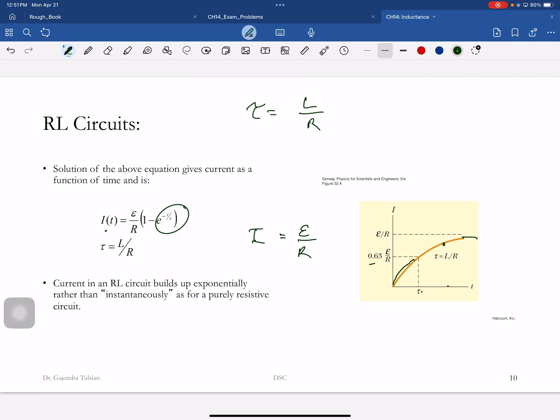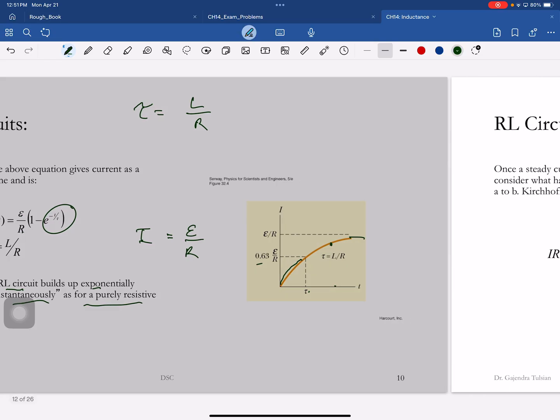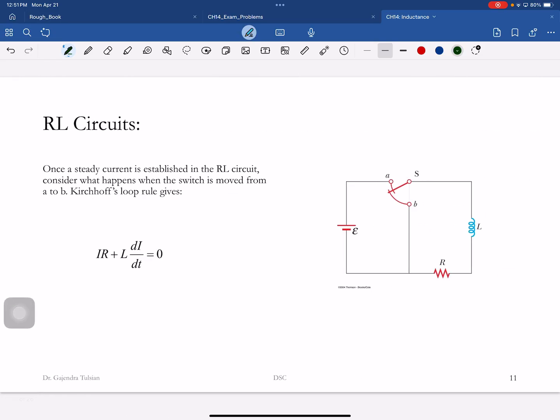Okay? So the current in the RL circuit builds up exponentially rather than instantaneously as for a purely resistive circuit. All right, now we'll notice something interesting. It turns out that, if you go to one of the previous chapters' slides, you'll learn. Okay, so let me take you back a couple of chapters.